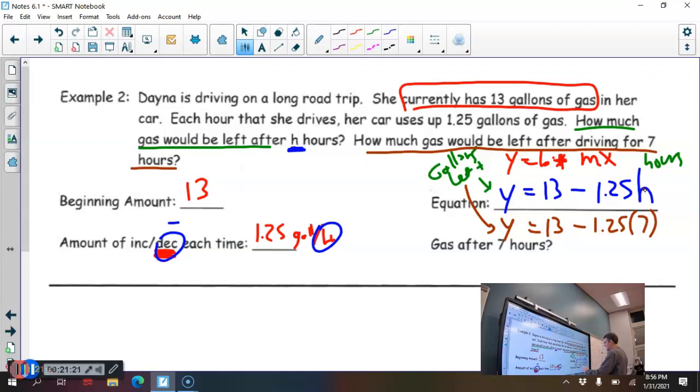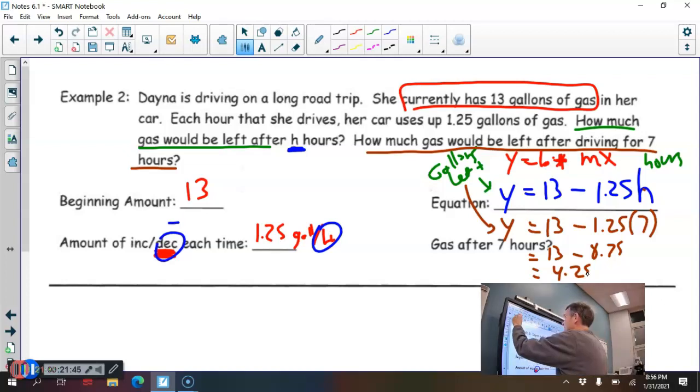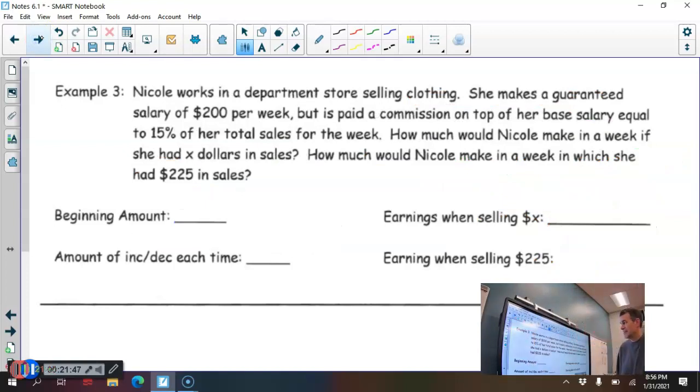And I would get out my handy-dandy little calculator, and I would find out that that is 13 minus 7 times 8.75. And when I subtract that, I get 4.25. She will have 4.25 gallons left after 7 hours. All right. 2 more examples and we're done, you guys.